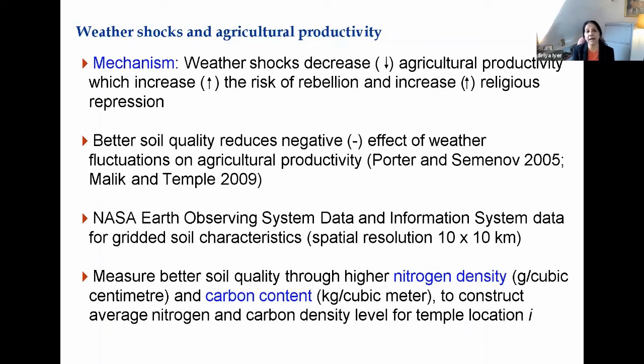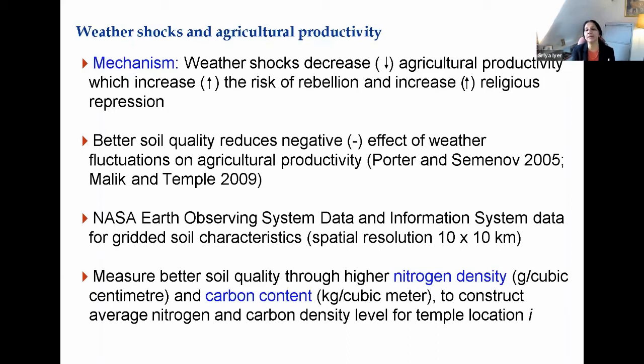Now, there are other studies that suggest that better soil quality reduces the negative effect of weather fluctuations on agricultural productivity. Now, because we don't have the actual soil quality for that medieval period at each of those temple locations, what we do is to use current NASA Earth observing systems data on gridded soil characteristics, which have a spatial resolution of 10 by 10 kilometers. And we measure soil quality through higher nitrogen density as well as carbon content to try to construct the average nitrogen and carbon density levels for those temple locations.